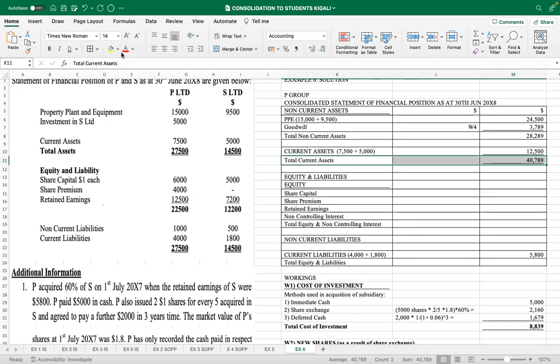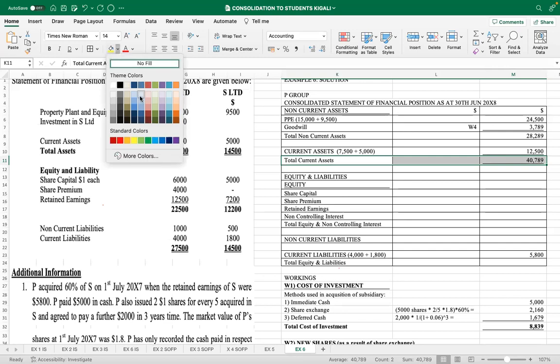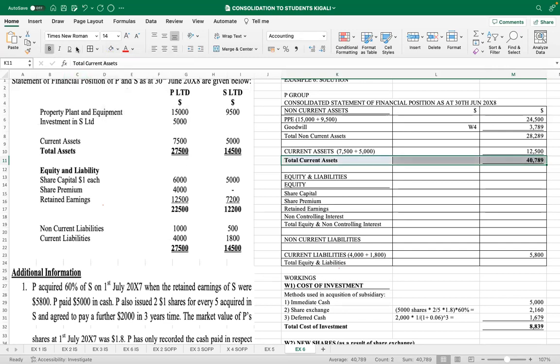So if we are right, our statement of financial position should balance at this amount. I mean this amount down here. It should be equal to that. If it is not, we made a mistake somewhere.